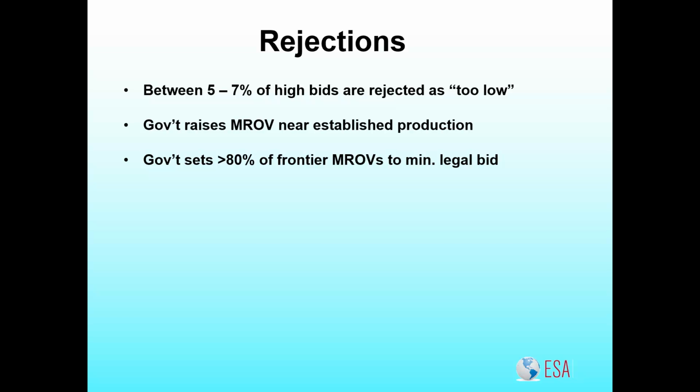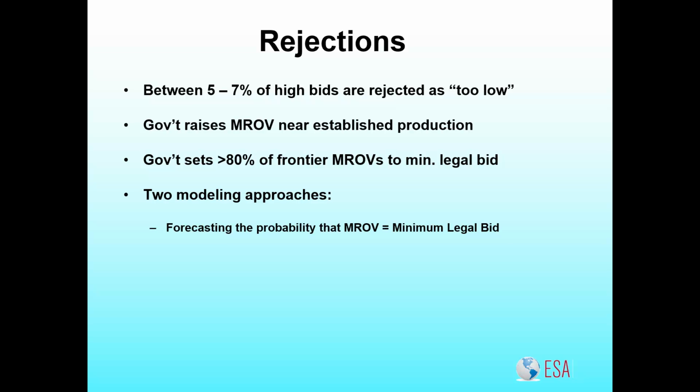Most of the blocks out in the frontier are just set at the minimum legal bid, and that's because there's not as much exploration out there, so the government also has less data to work with, and they're not going to set something significantly above the minimum MRV unless they're sure it is worth more money.